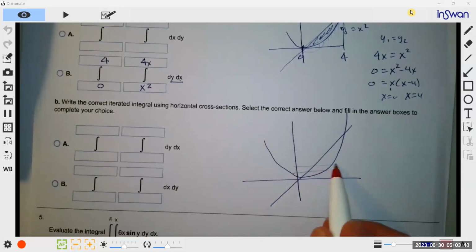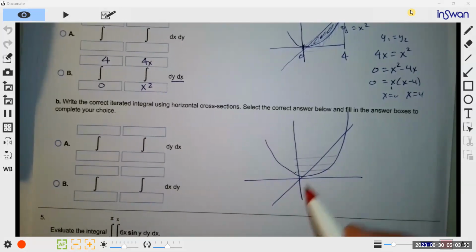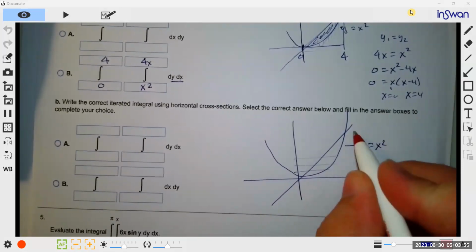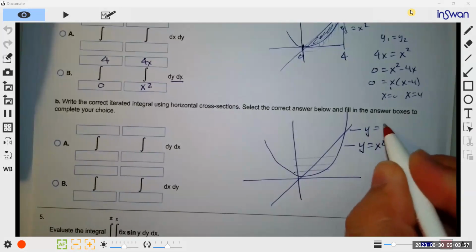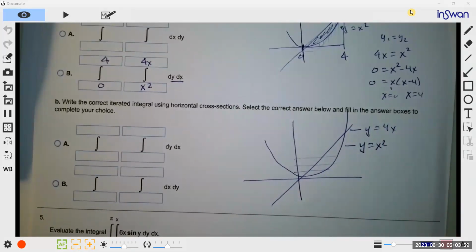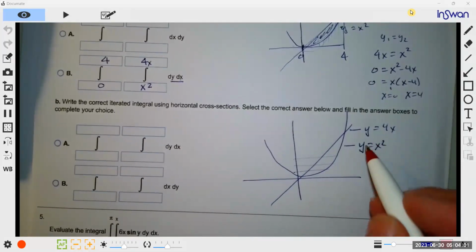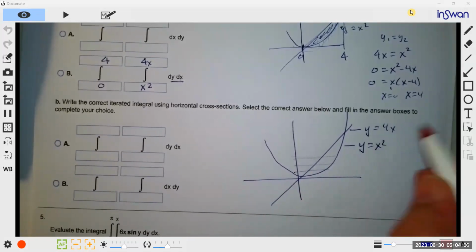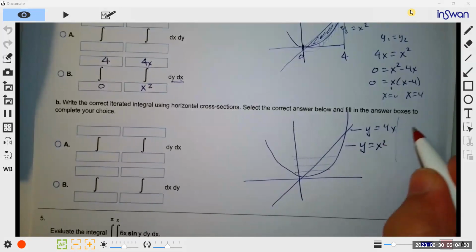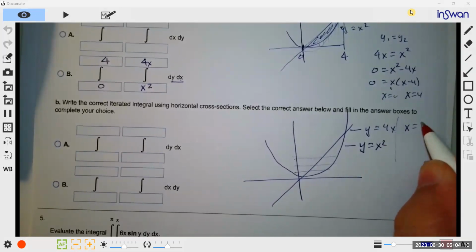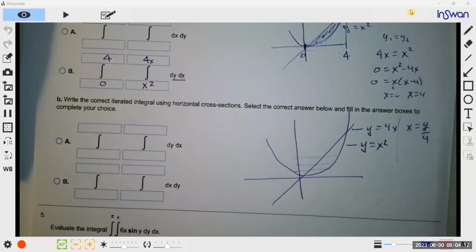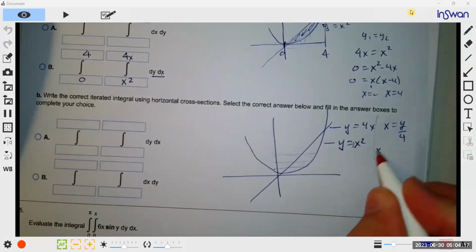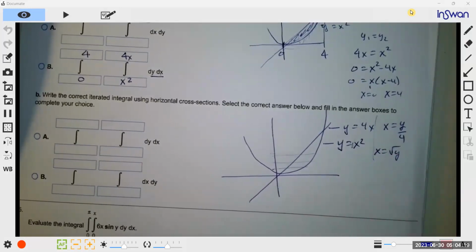We're doing it this way now. So this is y equals x squared, y equals 4x. What we have to do first is, since we're going the other direction, we have to now solve for x. This one, x becomes y over 4. This one, we square root both sides, so x equals square root of y.